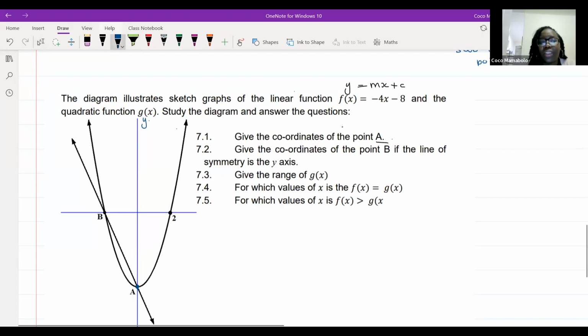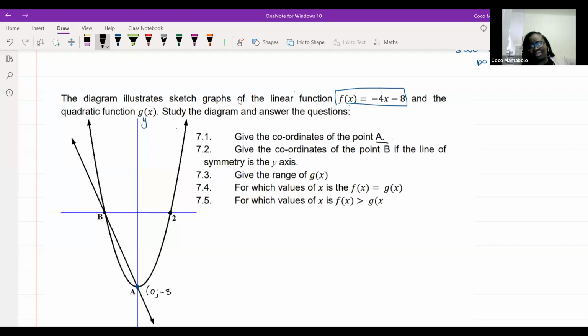And we can find it on the graph of the straight line. What is the y-intercept there? It's -8. We just needed to look at the graph. We know that the x value over there, because it's the y-intercept, is 0. So it's 0 and -8.